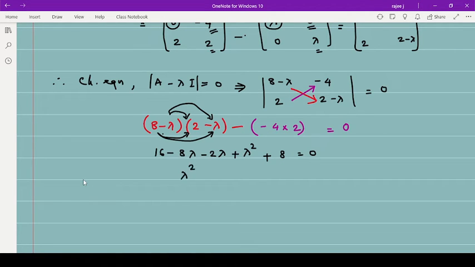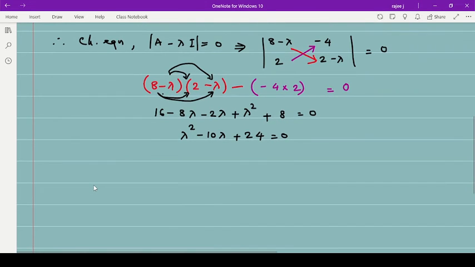So lambda square, minus 8 minus 2, minus 10 lambda, then plus 16 plus 8, 24. So plus 24 equal to 0. Okay, now you can solve this using your calculator. Two numbers whose sum is minus 10 and product is 24. So you will have lambda minus 6 and lambda minus 4 equal to 0.